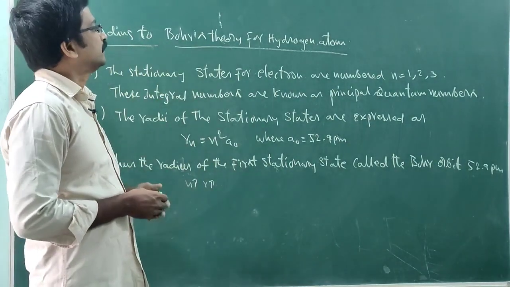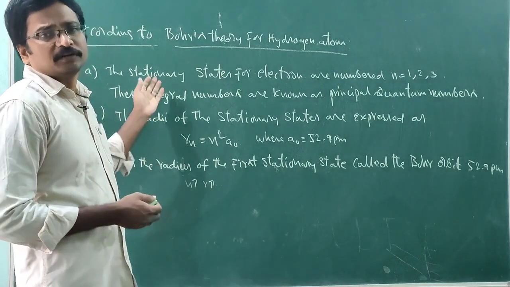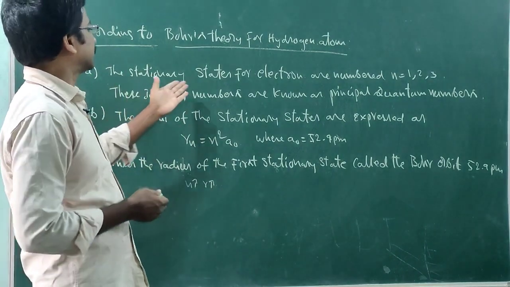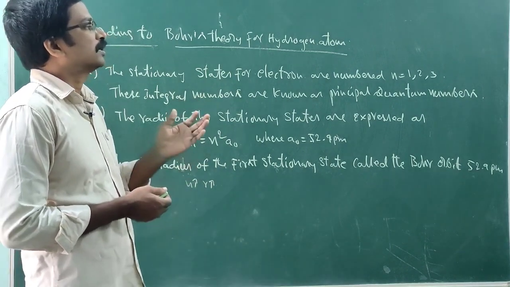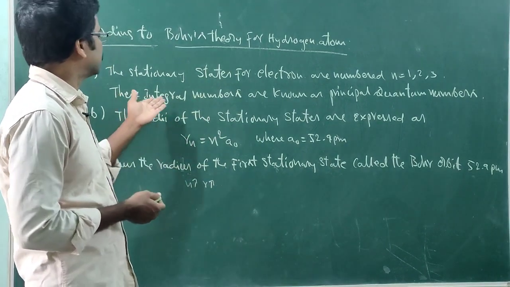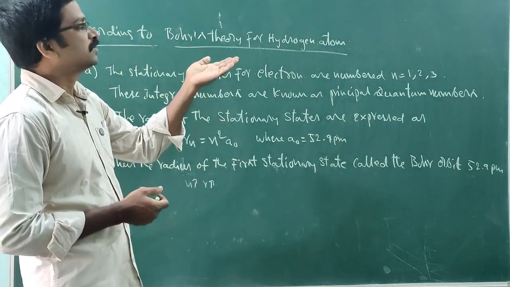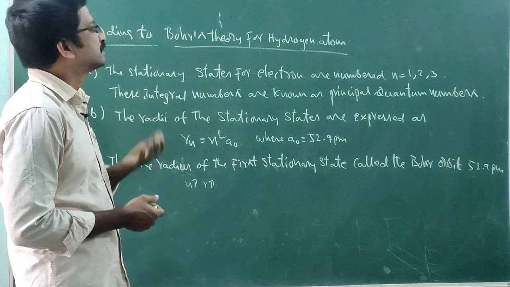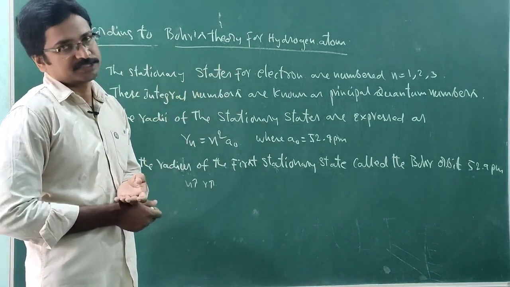According to Bohr theory for hydrogen atom, the following conclusions are drawn. What are the conclusions? The stationary states for an electron are numbered as 1, 2, 3 and so on. These integral numbers are known as principal quantum numbers, the stationary states of the electrons.